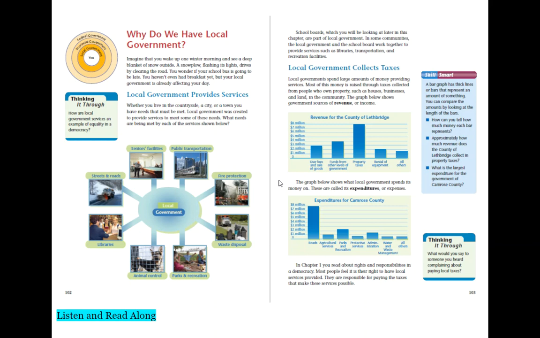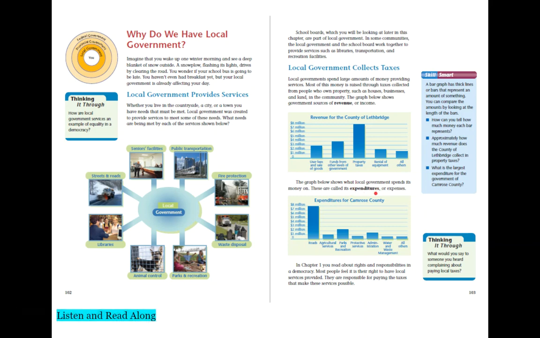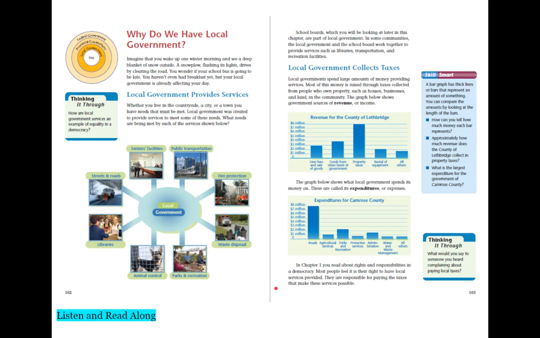The graph below shows what local government spends its money on. These are called expenditures, or expenses. Expenditures for Camrose County, 0 to 8 million: roads, agriculture services, parks and recreation, protective services, administration, water and waste management, all others. In Chapter 1, you read about the rights and responsibilities in a democracy. Most people feel it is their right to have local services provided. They are responsible for paying the taxes that make the services possible.